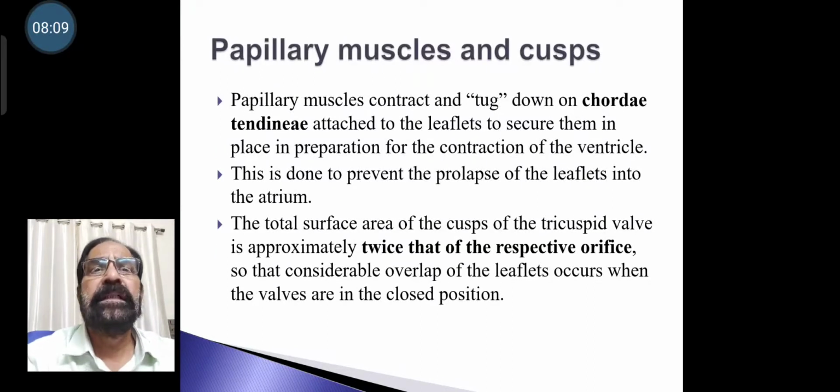Papillary muscles contract and tug down on chordae tendineae attached to the leaflets to secure them in place in preparation for contraction of the ventricle. This is done to prevent prolapse of the leaflets into the atrium. The total surface area of the cusps of the tricuspid valve is approximately twice that of the respective orifice, so that considerable overlap of the leaflets occurs when the valves are in closed position.